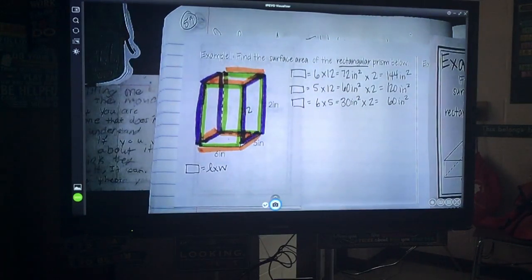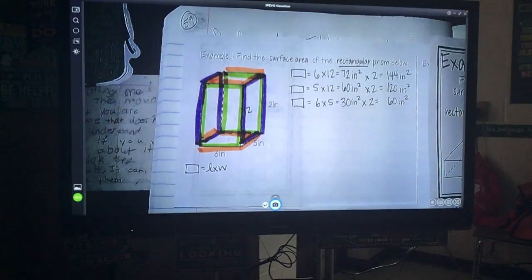So now we have our answer, right? We have 144, we have 120, and we have 60. So which one is our answer? Raise your hand and tell me.